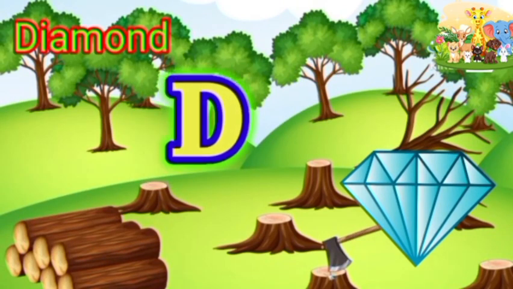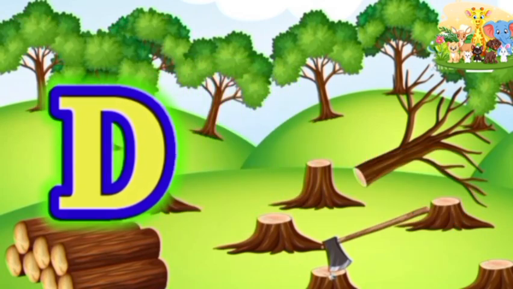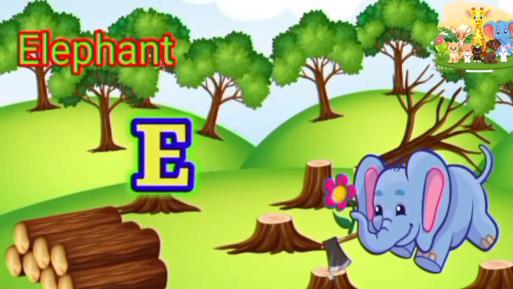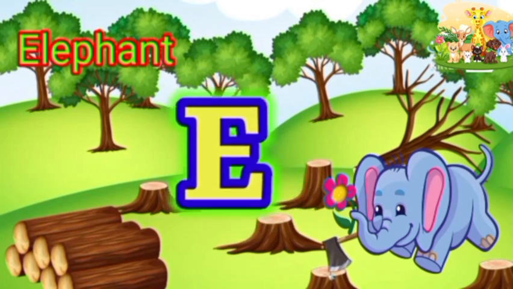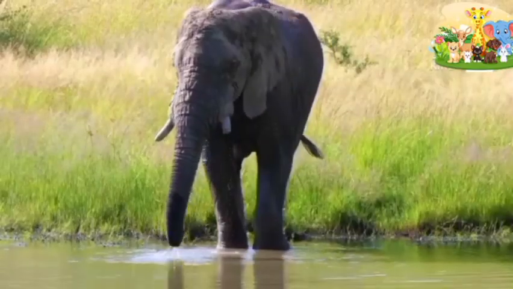diamond, diamond. D, diamond. E is for elephant, elephant. E, elephant.